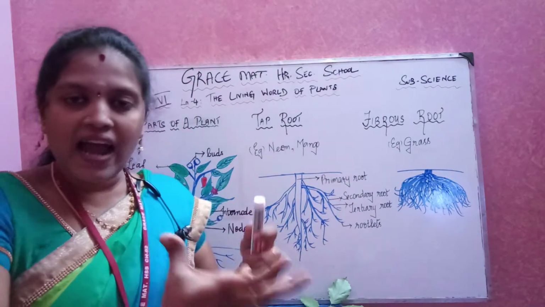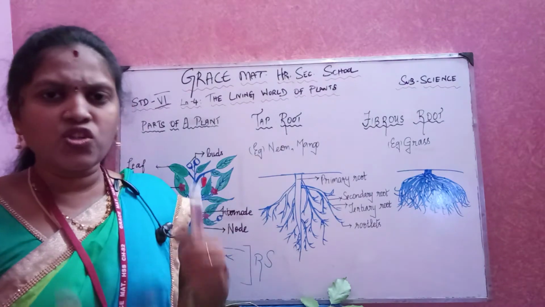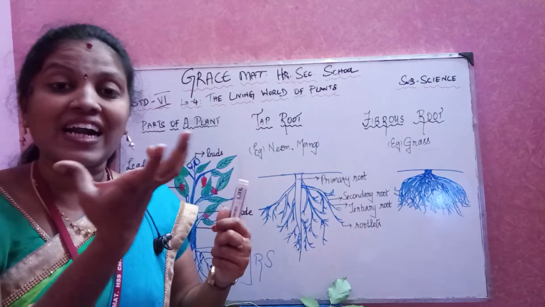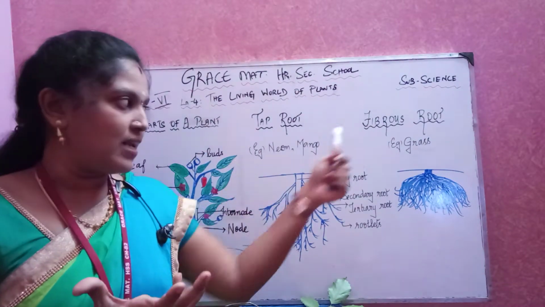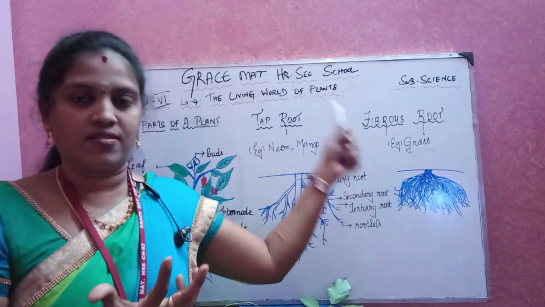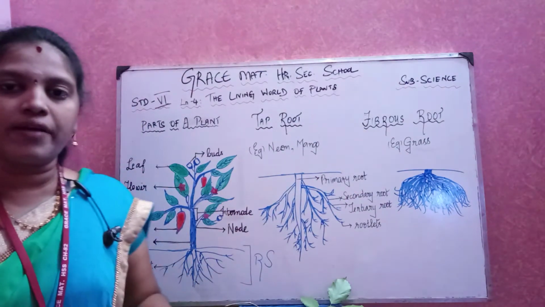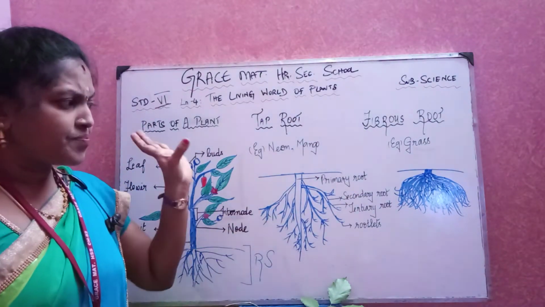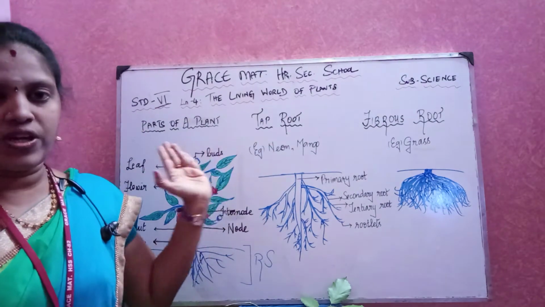So you could see the grass, right? It doesn't have any differentiation of roots. It's just grown as a cluster. That is called the fibrous root system. Are you all clear with this, children? Yes. Next, what are the functions of the roots?